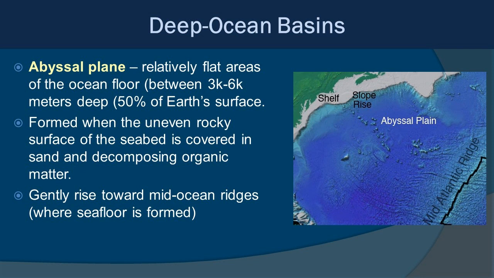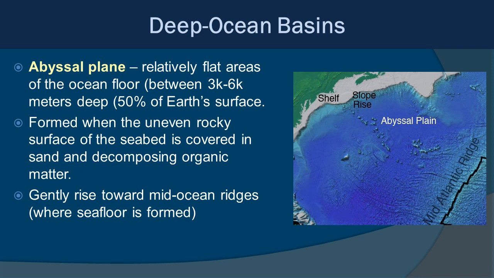I already mentioned the abyssal plain, and that is that relatively flat area of the ocean floor, usually between 3,000 and 6,000 meters deep, that extends away from the continental shelf. Now, 50% of the Earth's surface actually includes the abyssal plain. Now, when you go down in submersibles and you look at the seafloor in the abyssal plain, it looks relatively flat. In reality, it's a jumble and uneven, rocky sort of terrain.